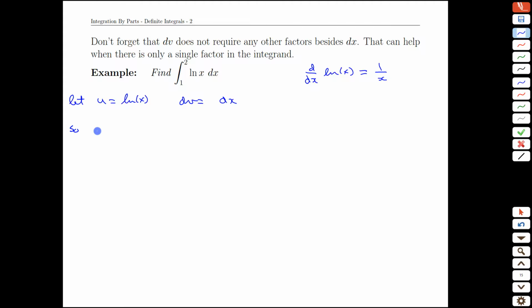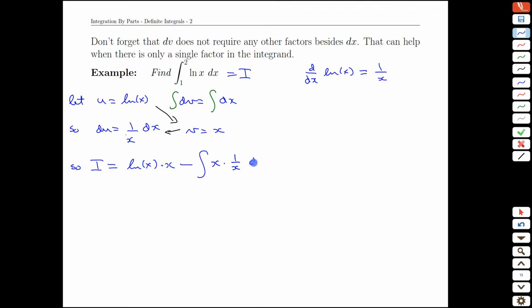Let's see how that plays out. So our derivative of ln of x is 1 over x. So we get du is 1 over x dx. When we integrate this other part, there's no problem. We're going to get v, and the integral of 1 dx is just x. Put our little mnemonic arrows here. Our integral, call it I, is going to be u times v, so ln of x times x, minus the integral of v du, x times 1 over x dx.